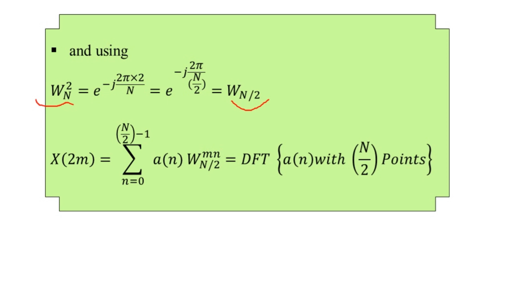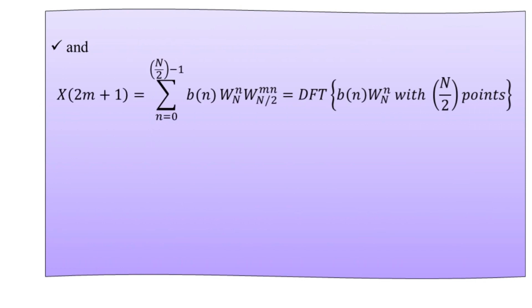Along with this representation, capital X of twice m plus 1 when computed, we have it in the form of the summation small n equal to 0 to capital N by 2 minus 1 operated over b of n in multiplication to the two twiddles. Here we have capital W suffix N to the power small n, and the second twiddle W suffix capital N by 2 to the power m into n. So this is nothing but the DFT of b of n, with the twiddle W suffix N to the power small n in multiplication to b of n. So this is again with half of the points, that is capital N by 2 points here.